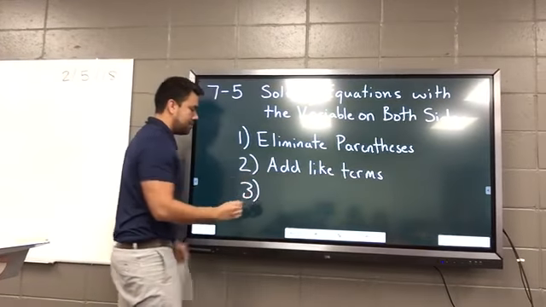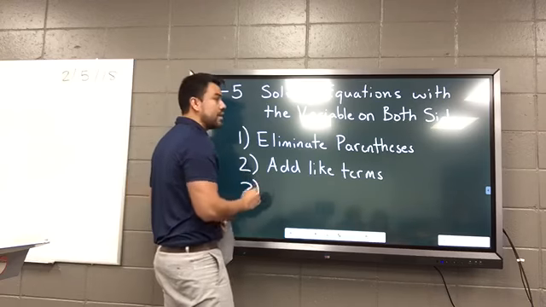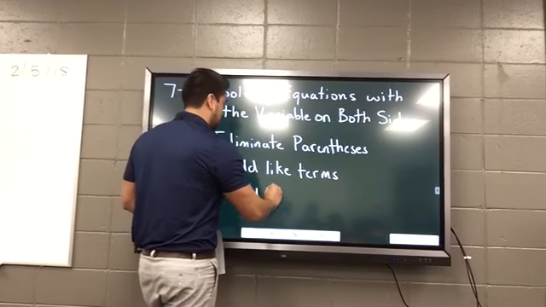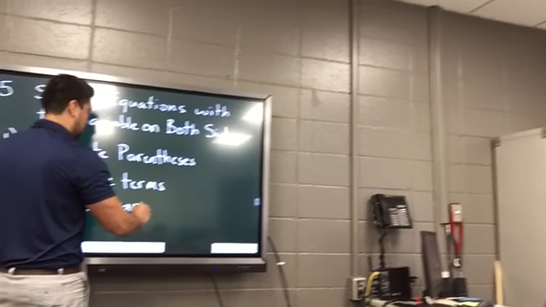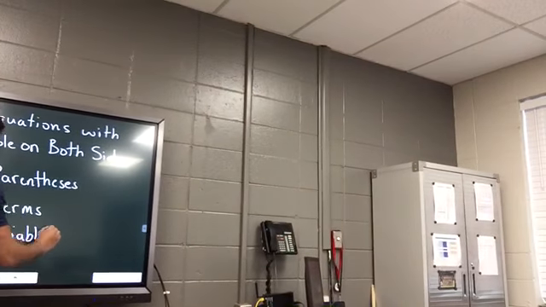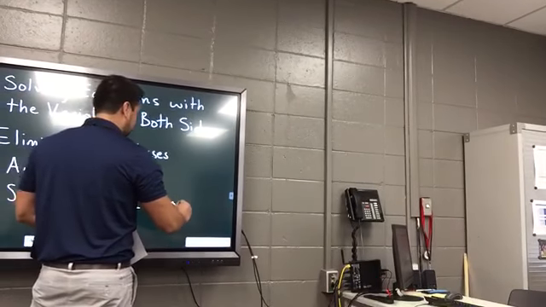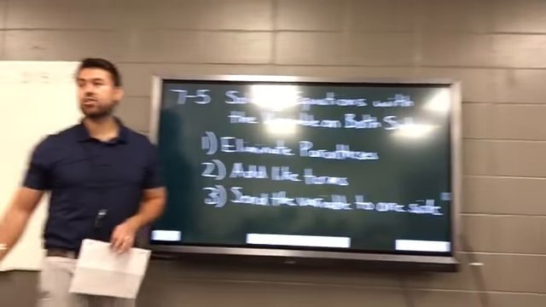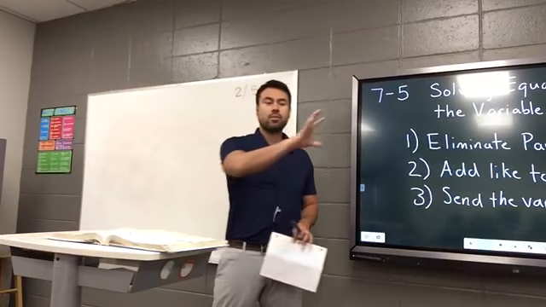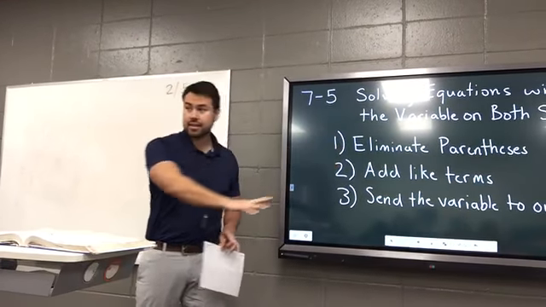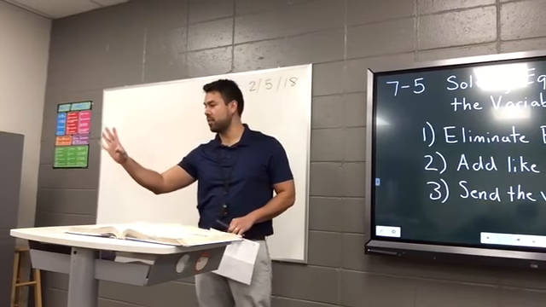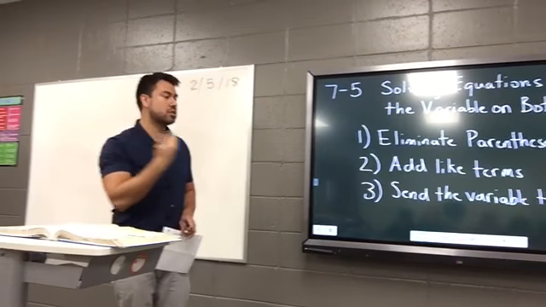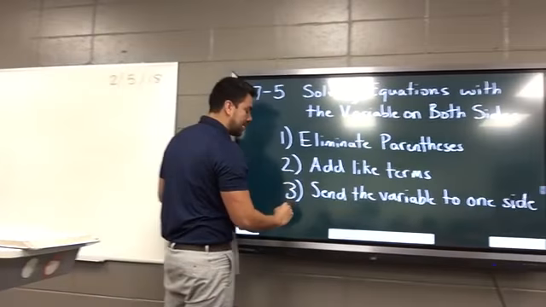Your third step is to, and this one is where you have variety, send the variable to one side of the equation. And you can send it to either side. You can take the variable that's on the right and send it to the left, or you can send the variable on the left and send it to the right. It doesn't matter, but one usually is easier than the other. And we'll talk about that as we work some problems out.